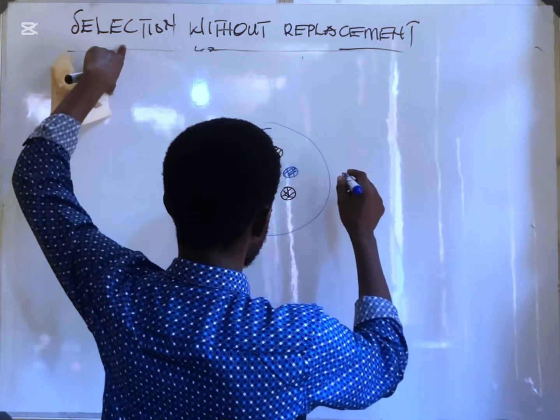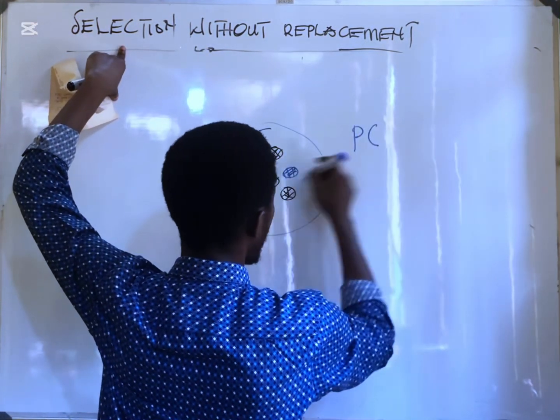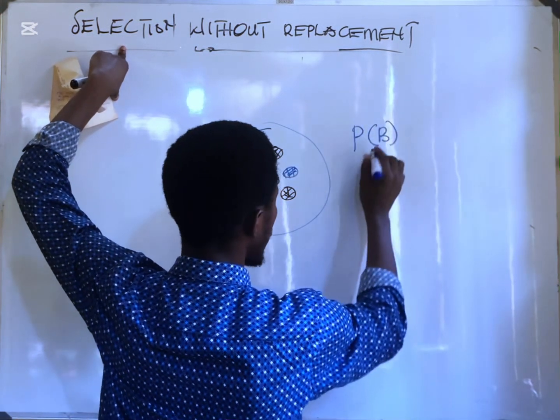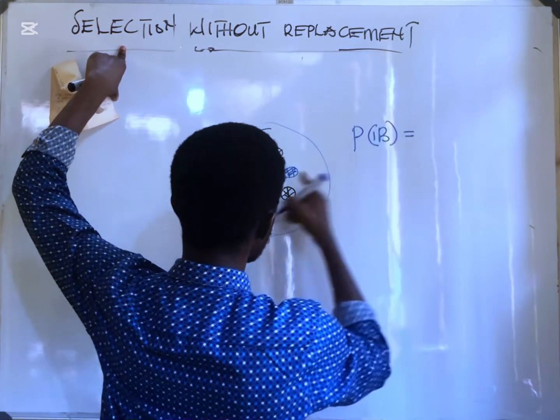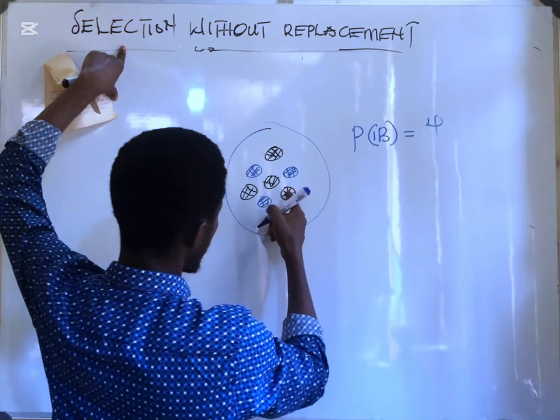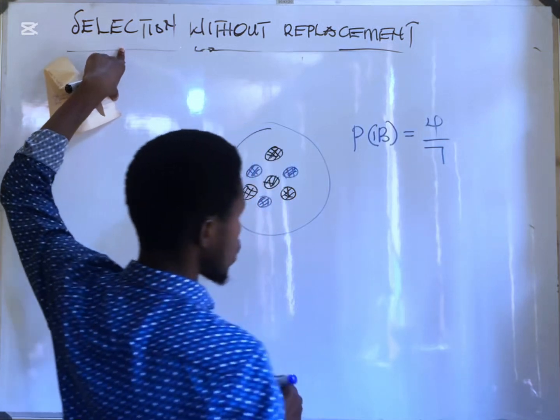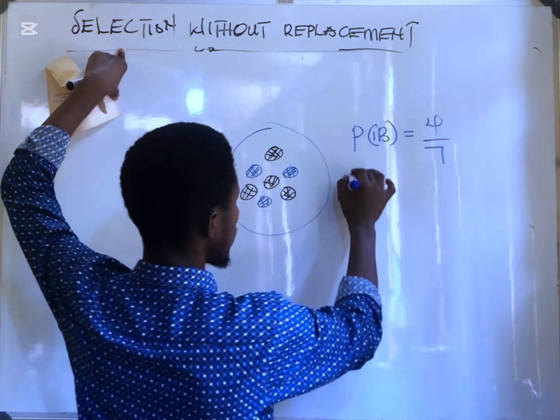I select black, okay, the first one is black. That is going to be 1, 2, 3, 4. So I have 4 over the sample space, 1, 2, 3, 4, 5, 6, 7, so 4 over 7. Is that okay? Now I select again.